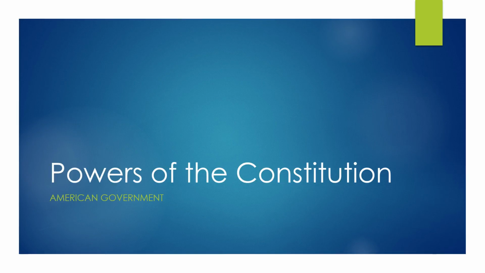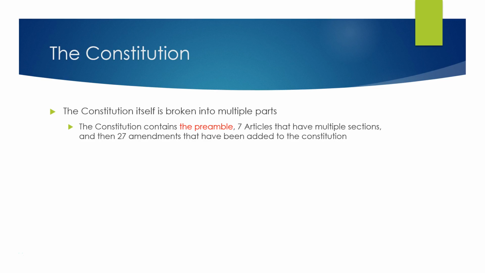Hello and welcome. In this lesson, we're going to be looking at the different powers that the Constitution possesses. The Constitution itself is broken into multiple parts. It contains the preamble, which we looked at in our very first lesson, as far as the things that the government must uphold. We've got the 7 articles that have multiple sections. These articles are what set out the framework and structure of the government.